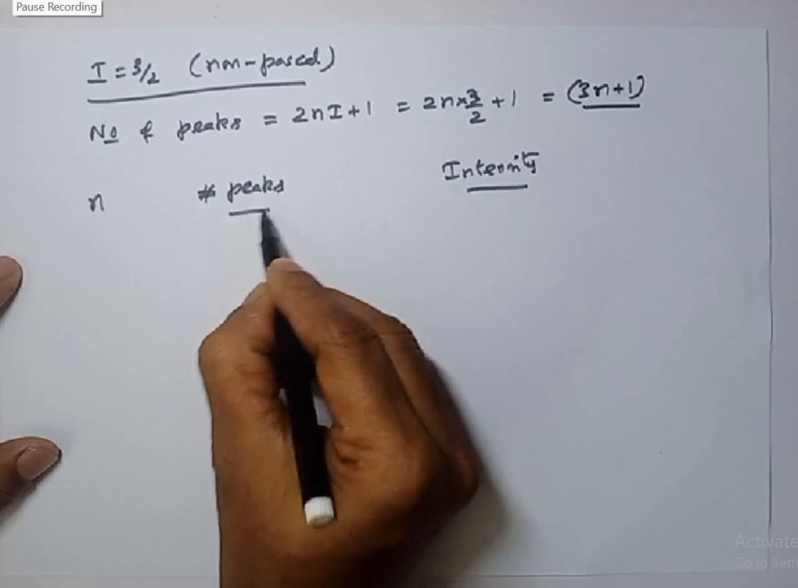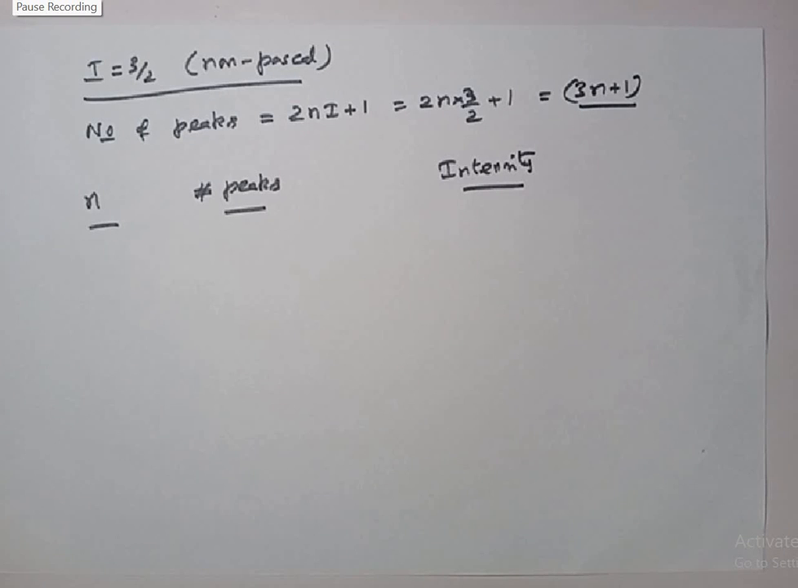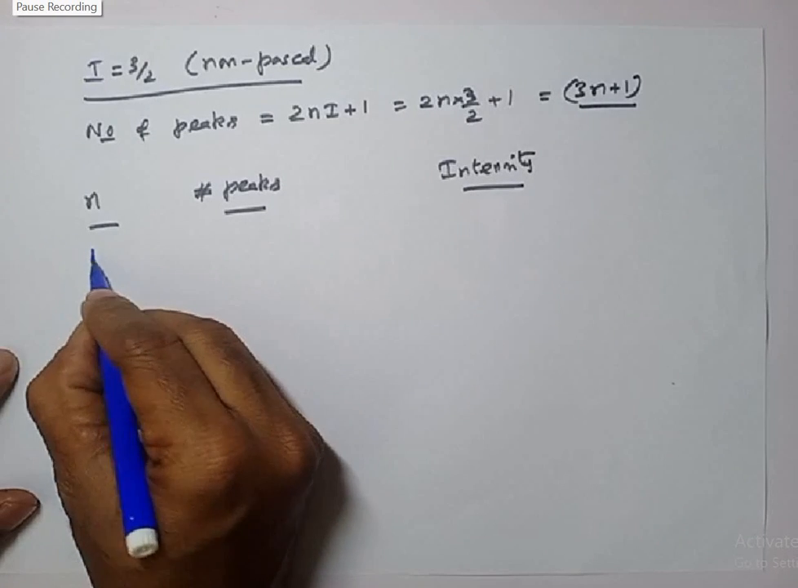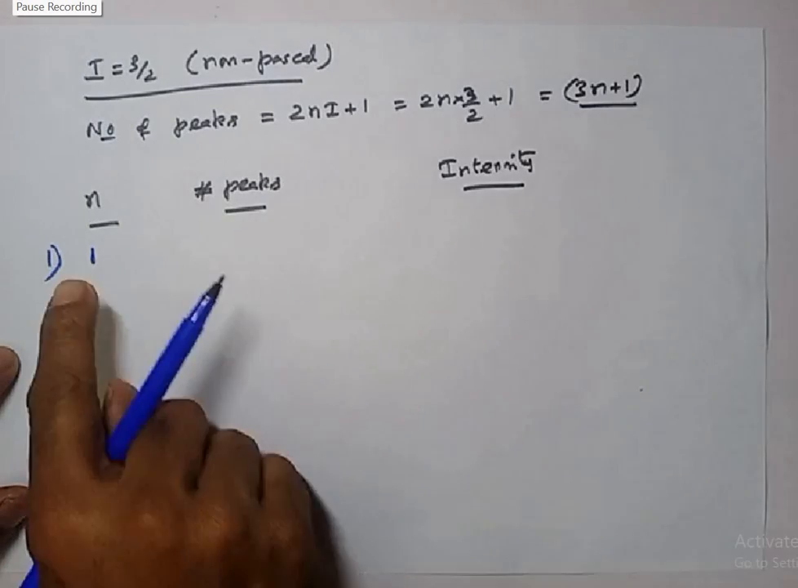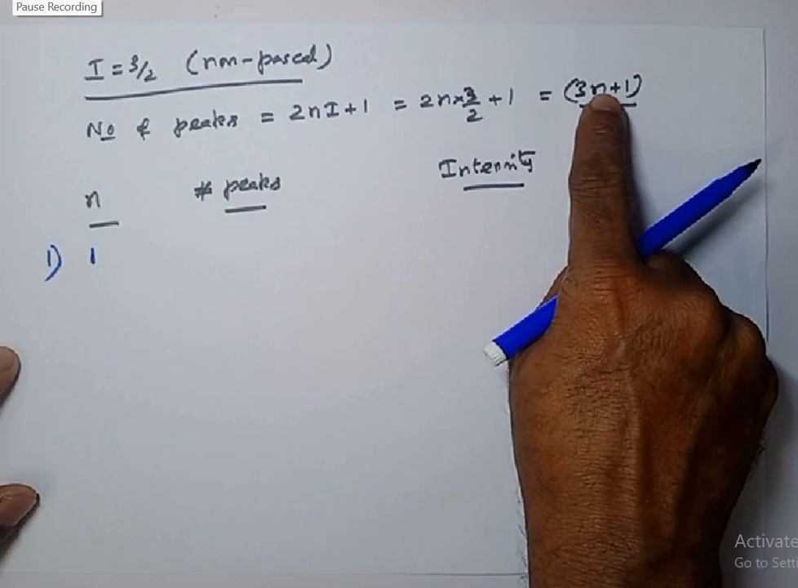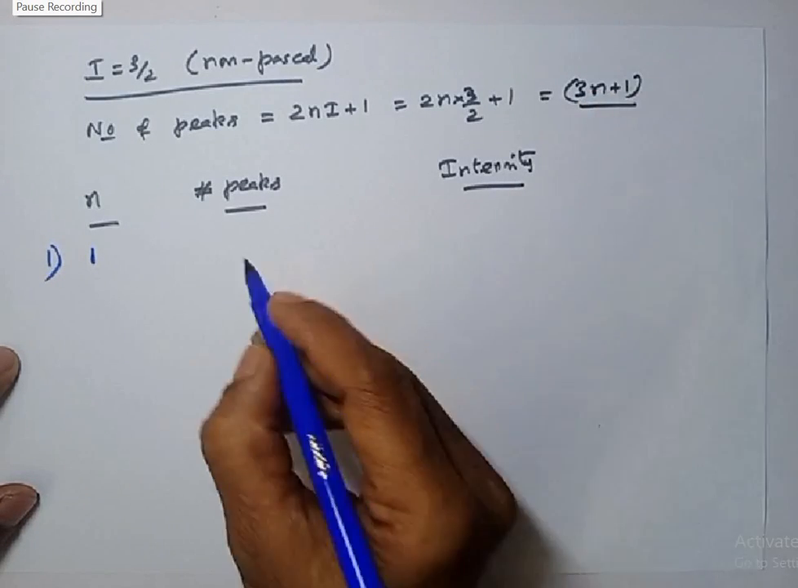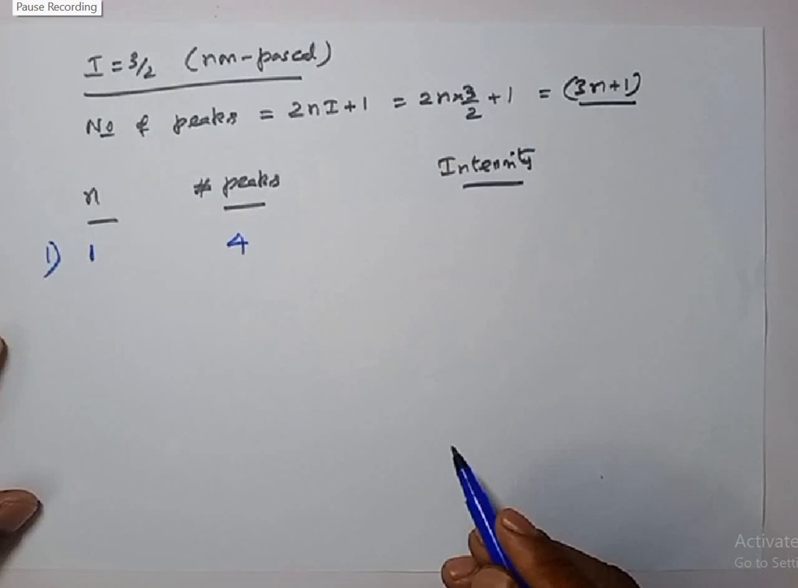Remember, this is also a non-Pascal triangle, okay, non-Pascal one. So let me write here. Suppose n is equal to 1. Put n equal to 1 here: 1 into 3, 3 plus 1, 4. So we get 4 peaks.